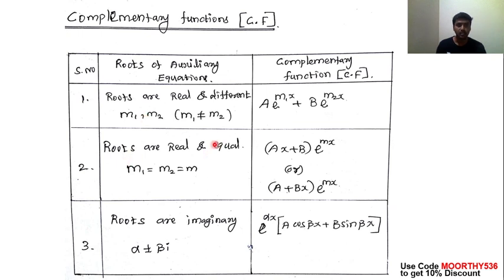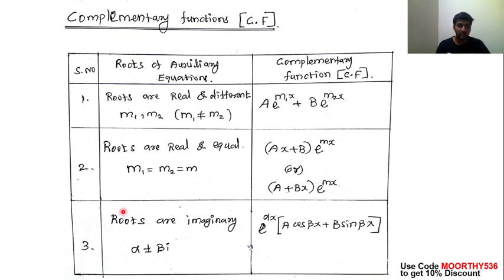Then the roots real and equal category: m1 and m2 are the same value. Then the complementary function is (ax plus b) into e^(mx), or (a plus bx) into e^(mx). We can use any one of these formulas. The third formula for the complementary function is for the roots imaginary category, alpha plus or minus beta i. When we identify the root value as imaginary, the complementary function is e^(alpha x) into (a cos beta x plus b sin beta x).